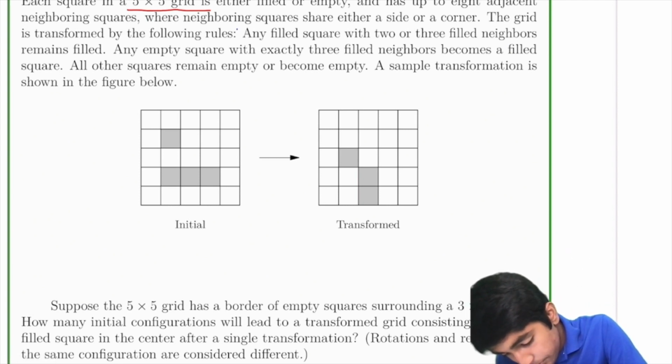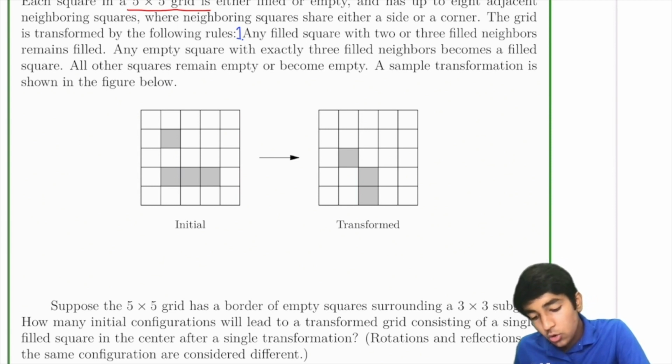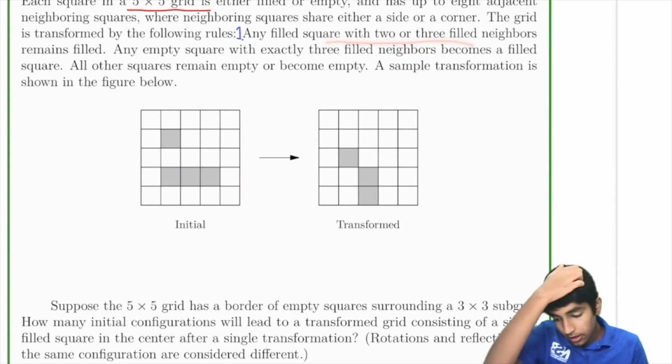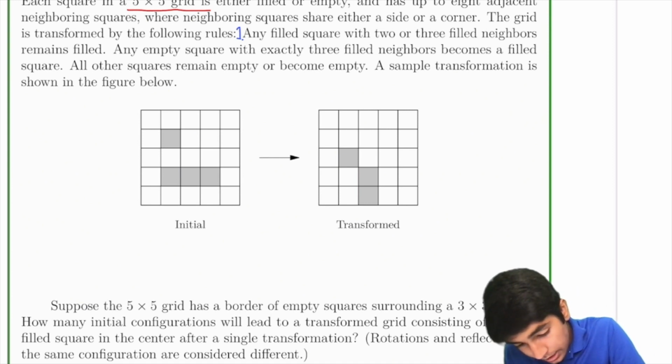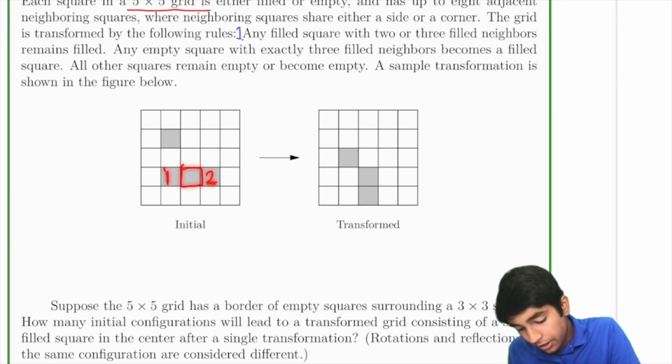Number 1, any filled square with 2 or 3 filled neighbors remains filled. So for example, if we have a filled square here, this one, and it has 2 or 3 neighbors, as you can see here, this square, in this case, has 2 filled neighbors. So it will stay filled.